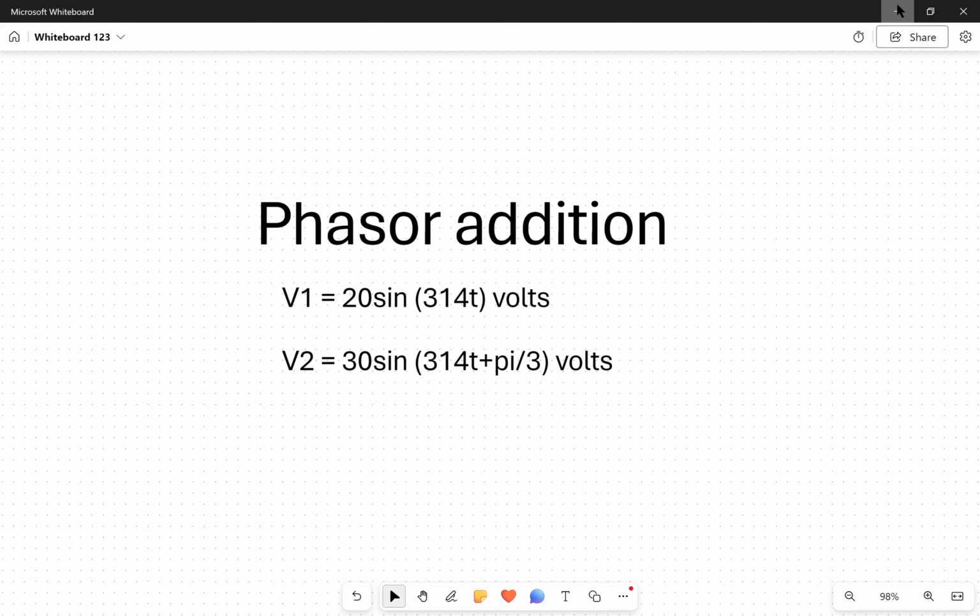Today we're going to be looking at phasor addition. So, what is phasor addition? It is the addition of two phasor diagrams in order to calculate a resultant waveform.